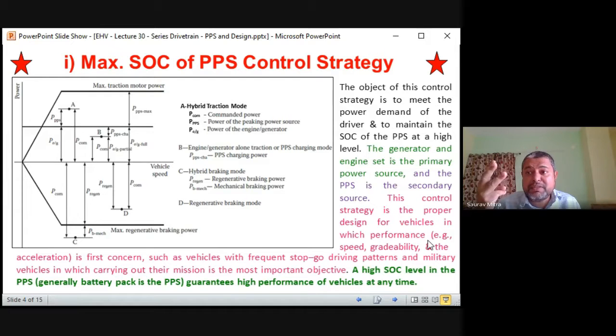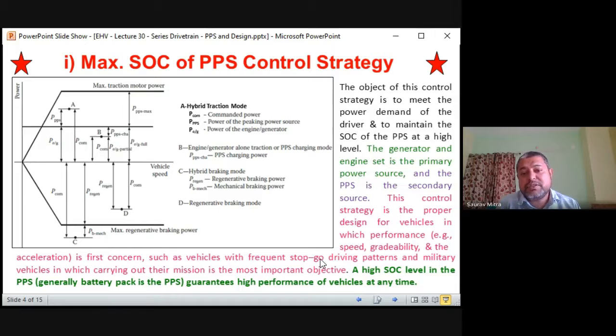What are the three performance criteria? First is speed, second is gradability, third is acceleration. All these three characteristics we have to maintain; that is the first concern. Speed has to be as high as required, acceleration has to be whatever is required, and gradability means we should be able to go up a high hill. All these three criteria should be met by the car. This is the first concern.